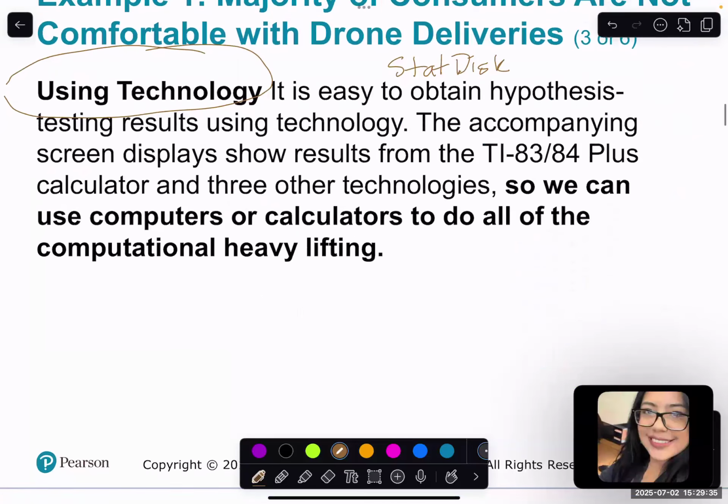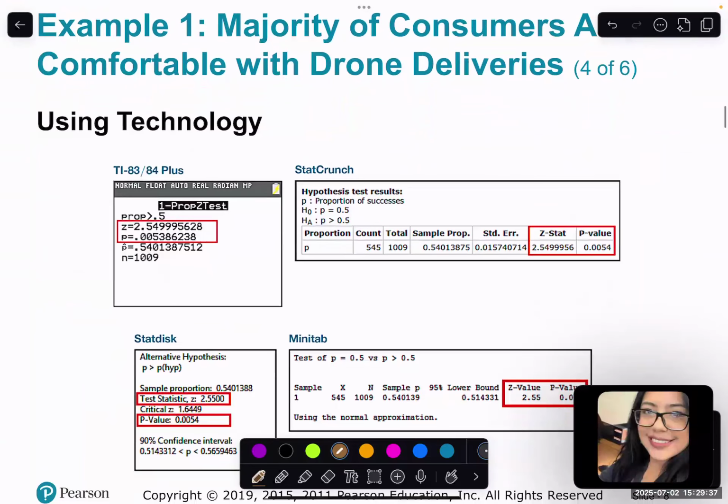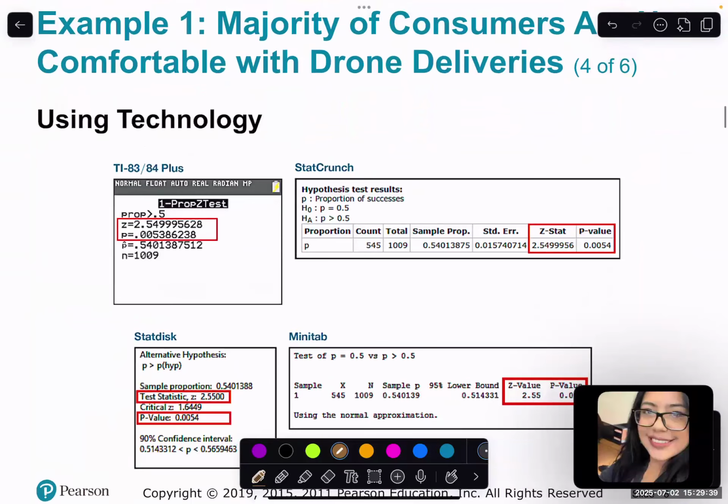So we're going to be using StatDisk, and I'll show you how to do that. We can also use the TI-83, TI-84, and to do that, you're going to go to second calc.